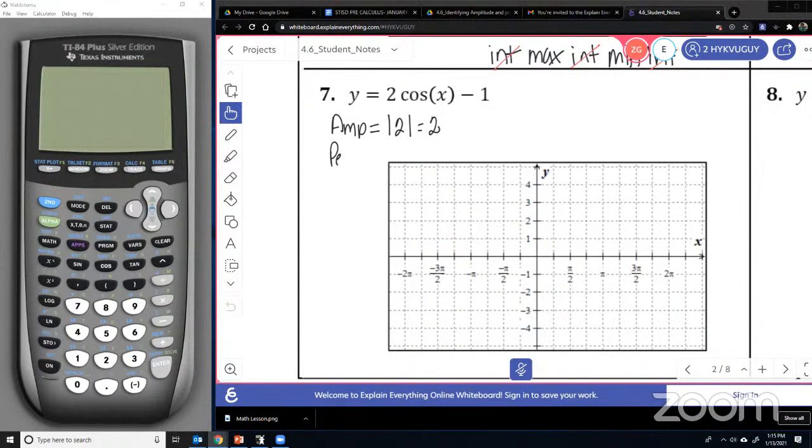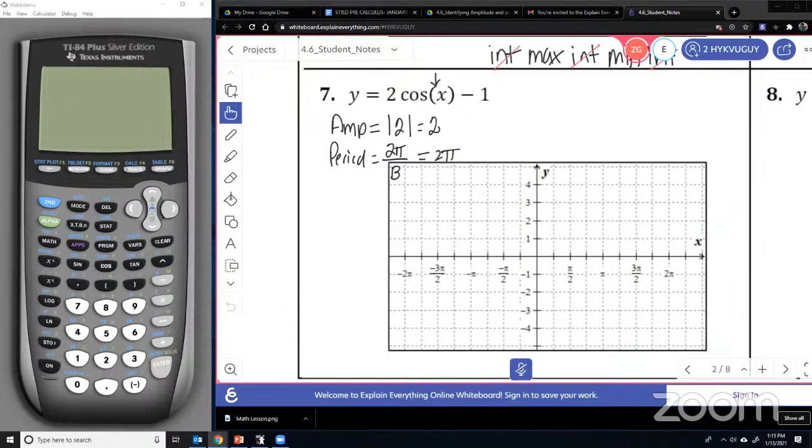What about the period? It would be Yahaira, Ana, and Diego. Do you know the period? Like I did last time, I gave them a hint. Remember, it's 2 pi over b. And the b is right in front of the x. Ana, that's correct. The period is 2 pi.